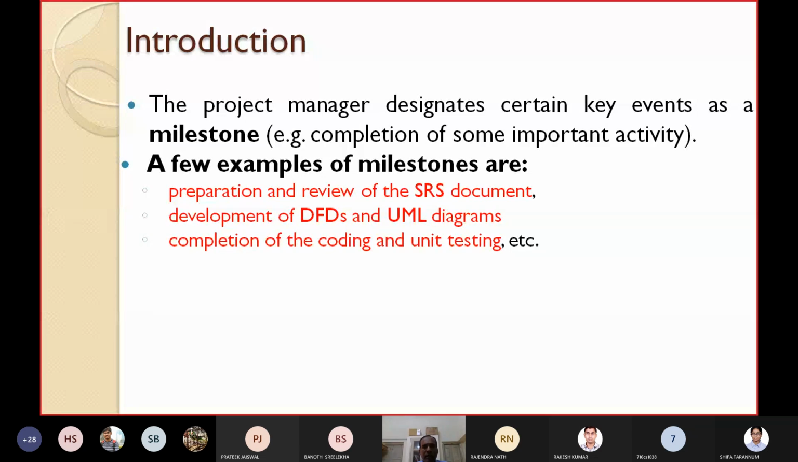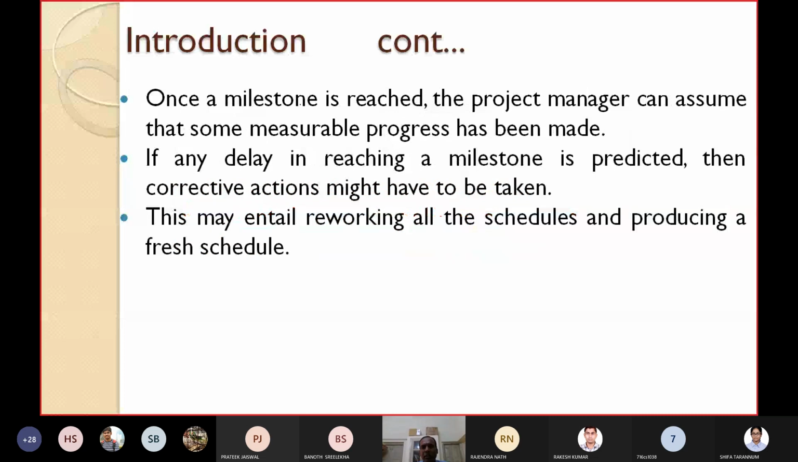Once a milestone is reached, the project manager can assume that some measurable progress has been made. Now, if he sees that the target date is not matching the schedule plan, then that means some delay is there. If any delay in reaching a milestone is predicted, he is anticipating there will be some delay due to problems, like some of the employees have left or more holidays or things like that.